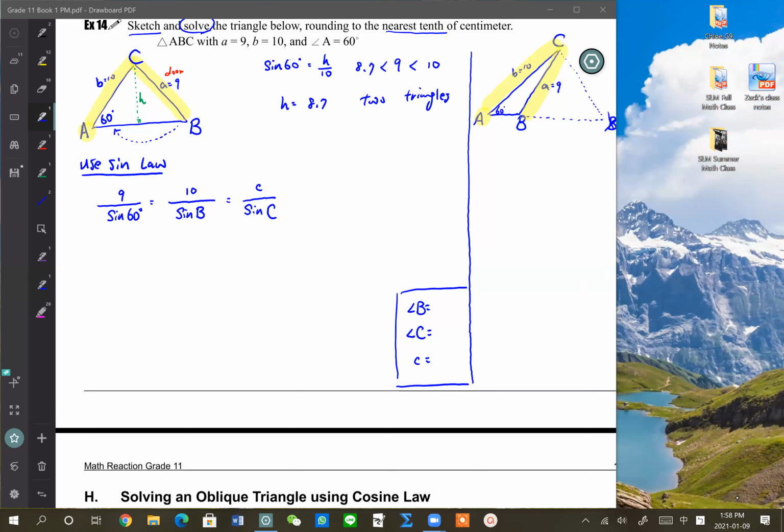Harry, what do you think? Which one should we find first? Sine B. Okay, so the angle B then, right? Yeah.